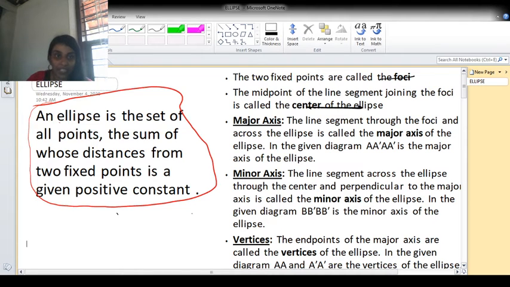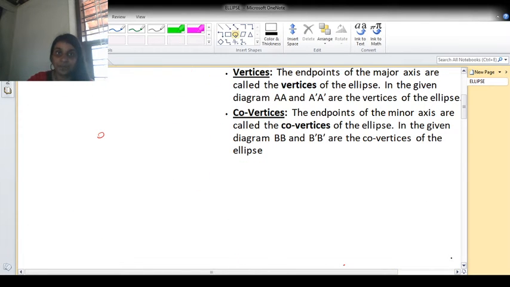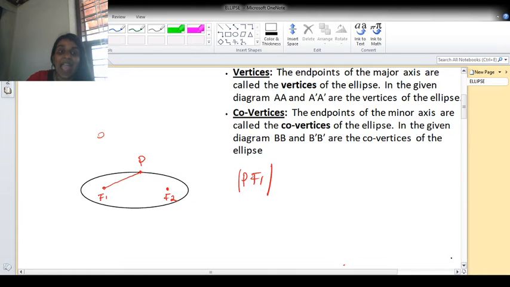So we can draw an ellipse. I write two fixed points. The distance between a point and the fixed points: fixed points are F1 and F2. I took a point P, and the distance between P and F1 is PF1, and the distance between P and F2 I wrote PF2. These two sum is constant.